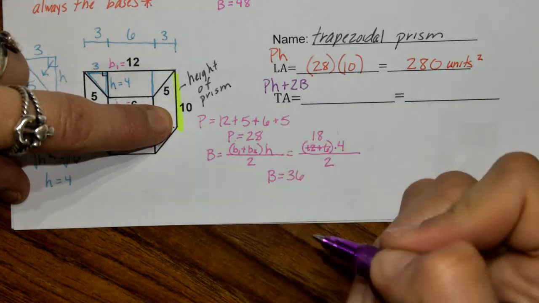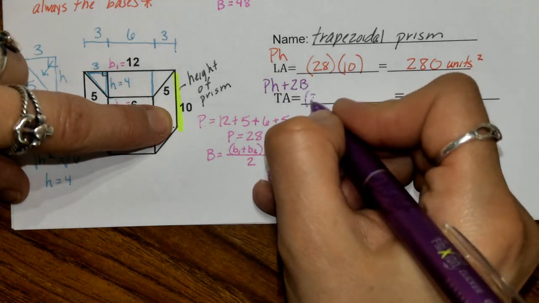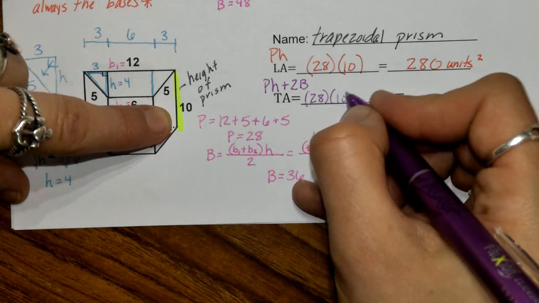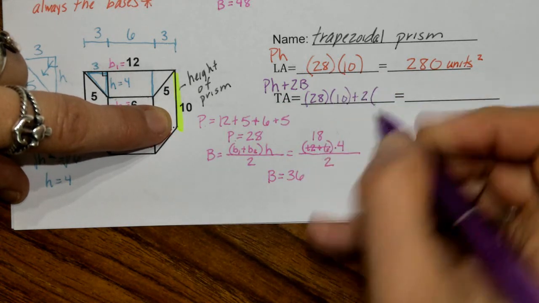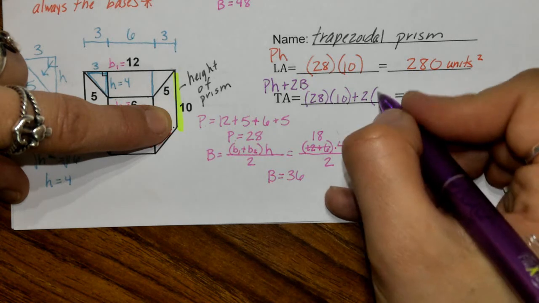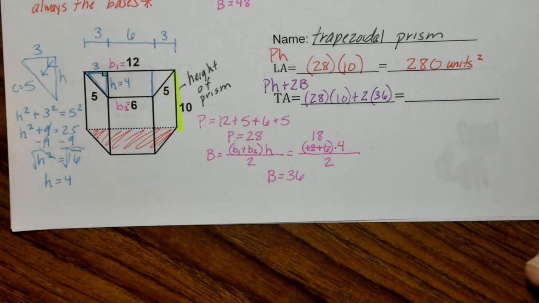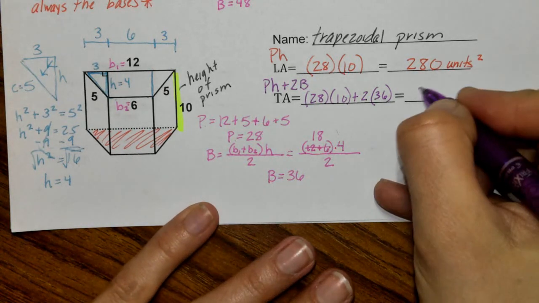All right, so total surface area. Let's take the perimeter of the base, 28, times the height, which was 10, plus 2 times big B, 36. When we take this all together, we're going to wind up with 352.